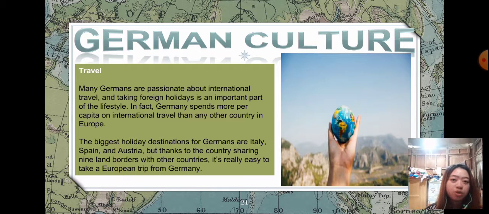Which they will go to international travel. The biggest holiday destinations for Germans are Italy, Spain, and Austria. But thanks to the country sharing nine land borders with other countries, it's really easy to take a European trip from Germany.